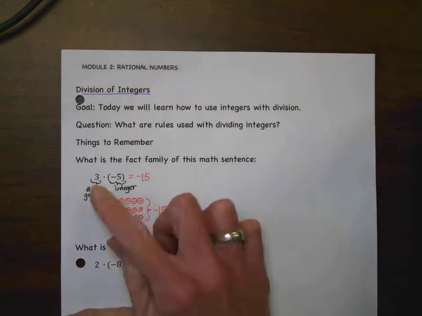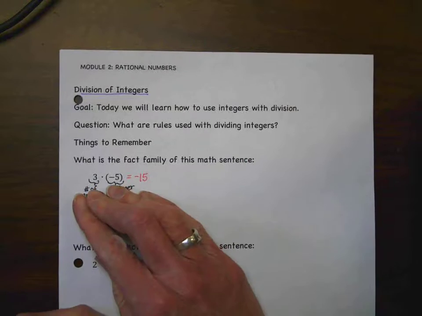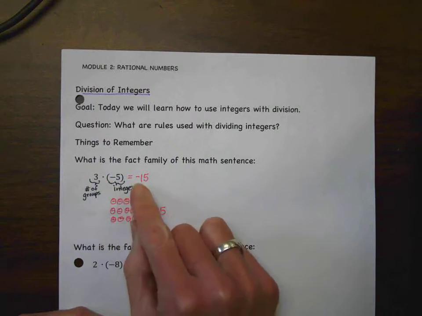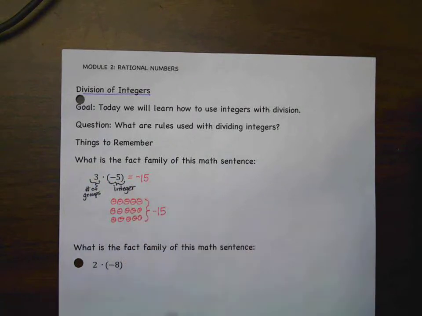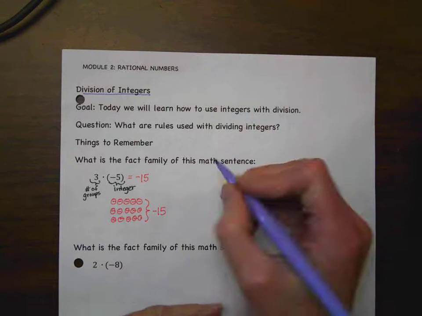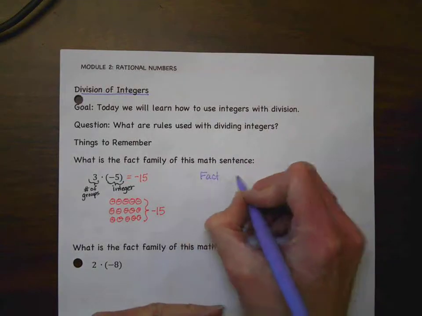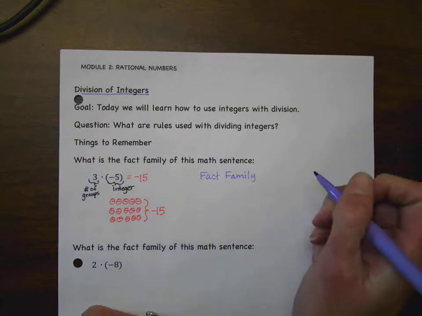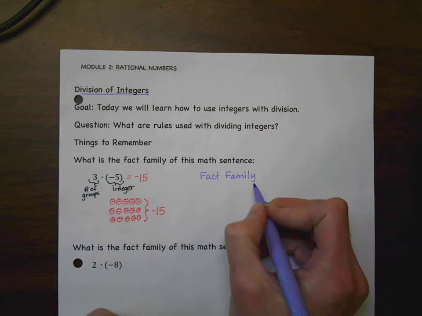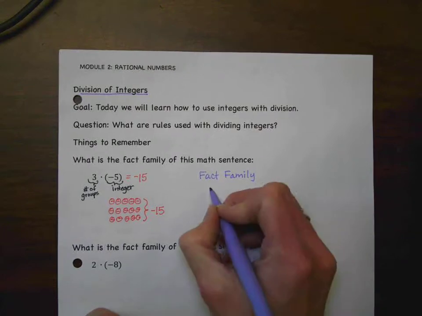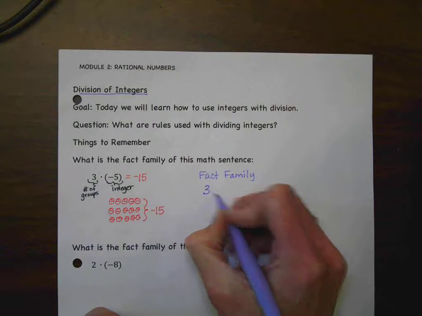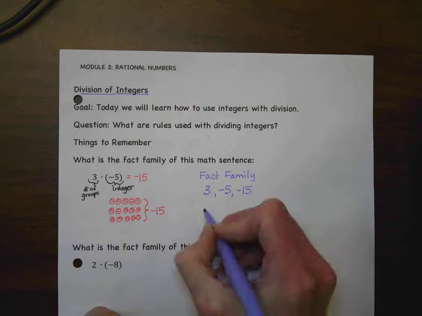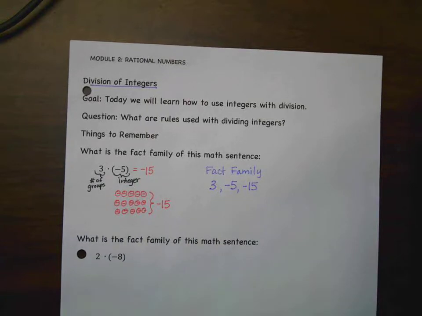Okay, so the fact family for this specific problem, every time you see it, when you have 3 times a negative 5, you will get negative 15 as the answer. So the way we think about this is the fact family for this specific problem. And the thing you've got to remember about fact families is they are specific to every problem you use them with. So the fact family for this specific problem is the family members are 3, negative 5, and negative 15. These are the family members, okay? And so that's how I want you to remember.